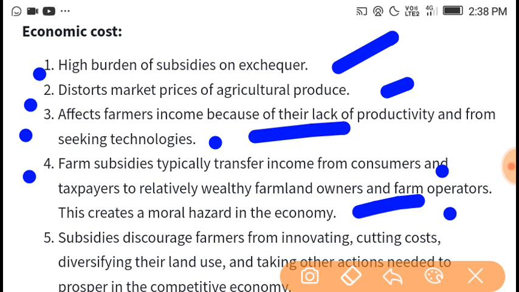The farm subsidies typically transfer income from consumers and taxpayers to relatively wealthy farmland owners and farm operators. This creates moral hazards in the economy.